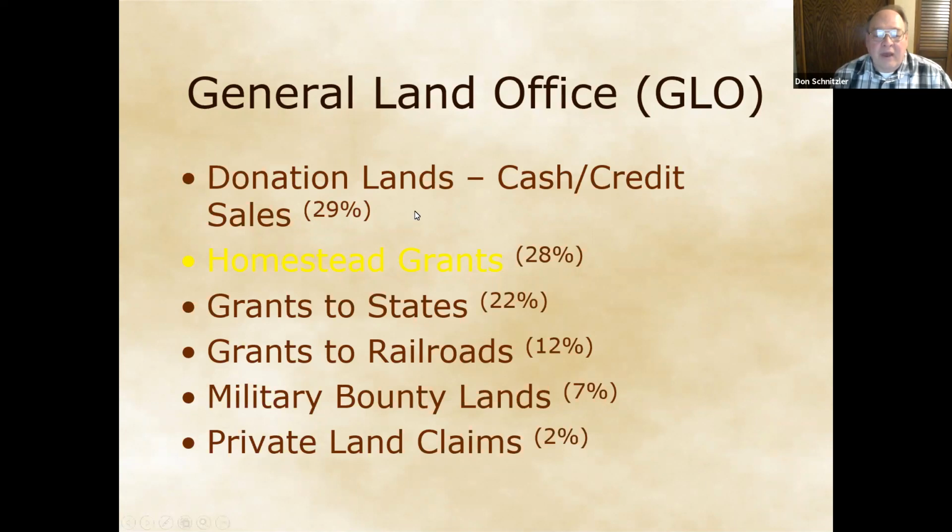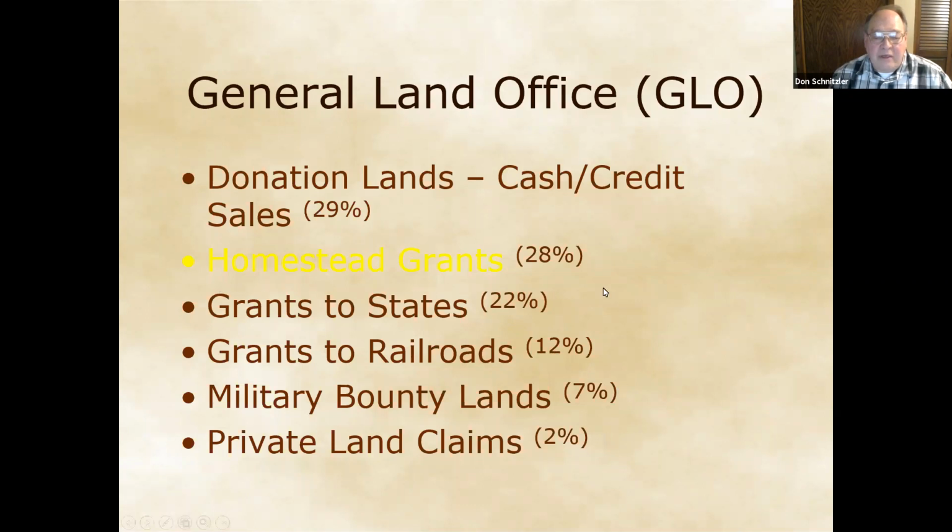And so what you have here is the General Land Office records that are online. 29% of them are properties that were sold. 28% of them are homestead grants. 22% are grants to the states, 12% grants to the railroads, military bounty land 7%, and then private land claims 2%.